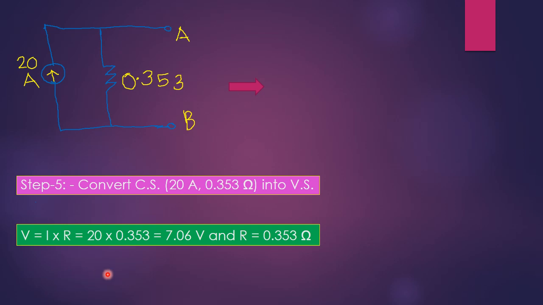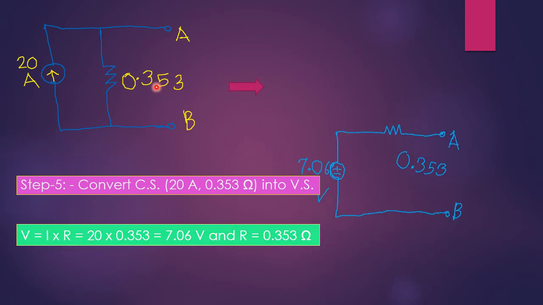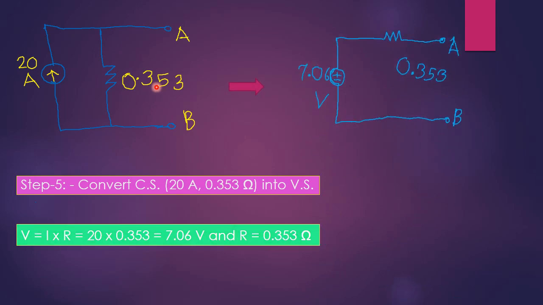The equation involved is Ohm's law, V is equal to current into resistance, 20 into 0.353, which gives you 7.06 volt, and the internal resistance is 0.353 ohms, which is the same as the internal resistance of the current source. So the next circuit is the final circuit of the voltage source, that is, the conversion from the given circuit into a voltage source.